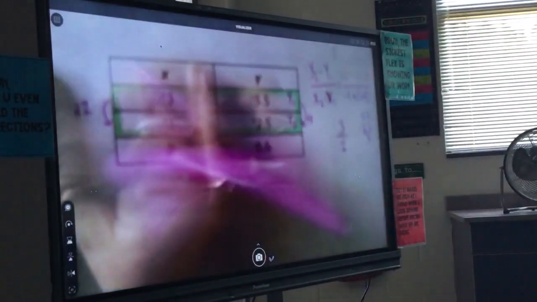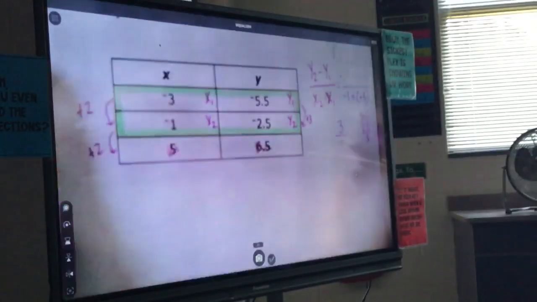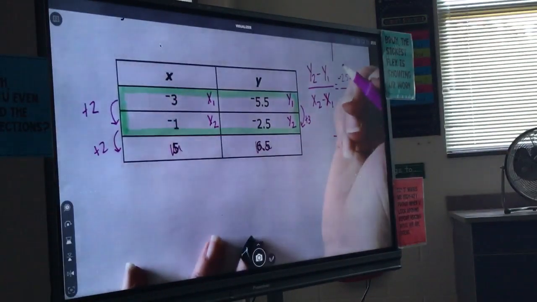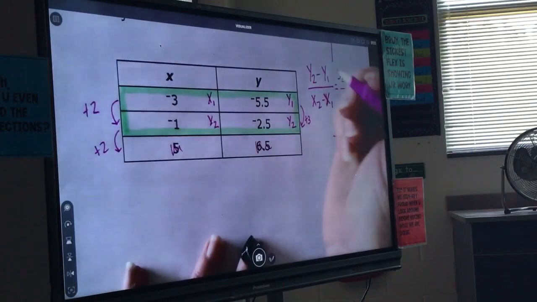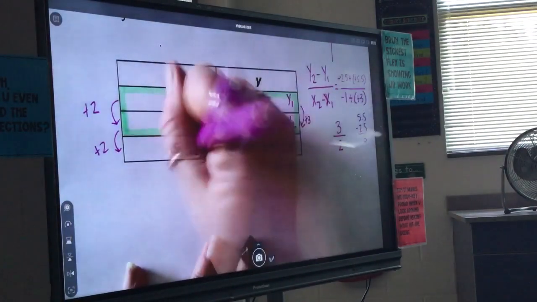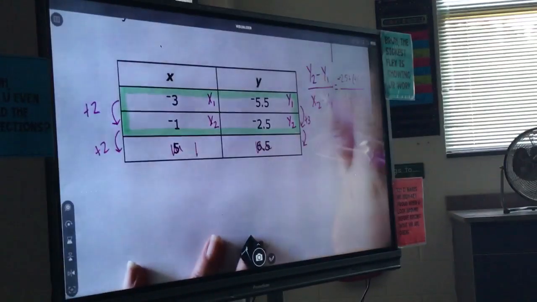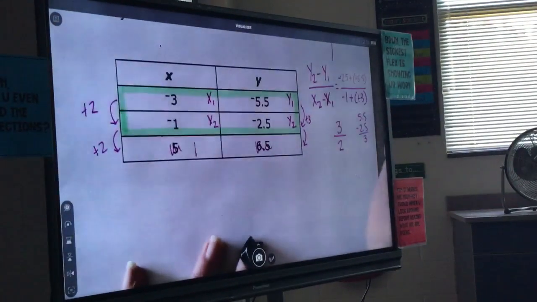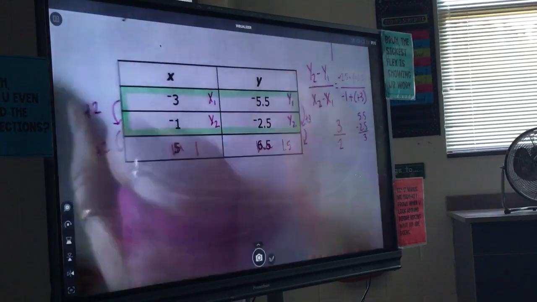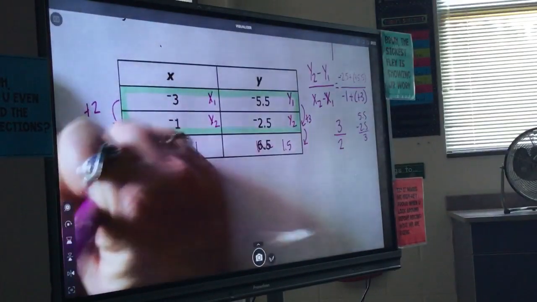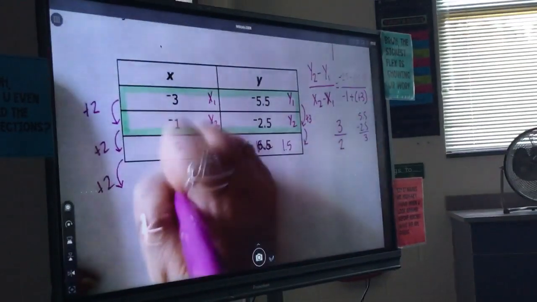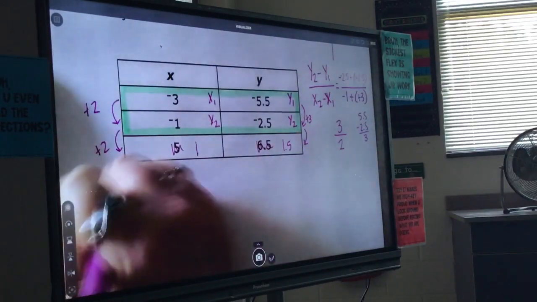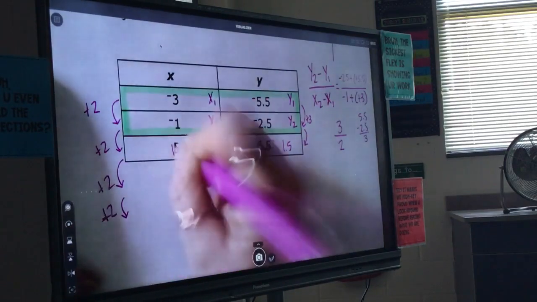And what if I added 2 to -1? What do I get? +1, right? What if I added 3 to a -2.5? What do I get? +1.5. So what if I add another 2? What's 2 plus 1? 3. What's another one if I added 2? 5. Isn't that where I was supposed to get?